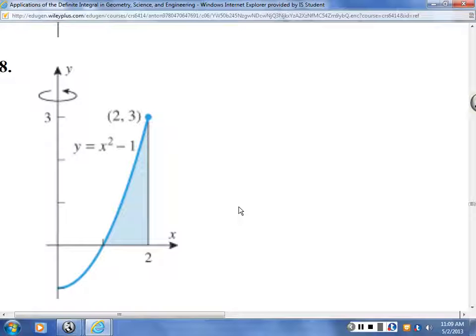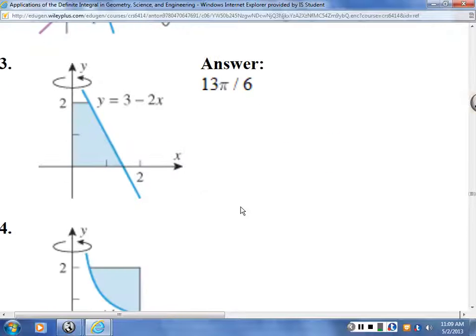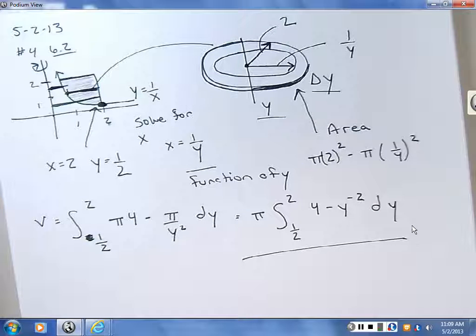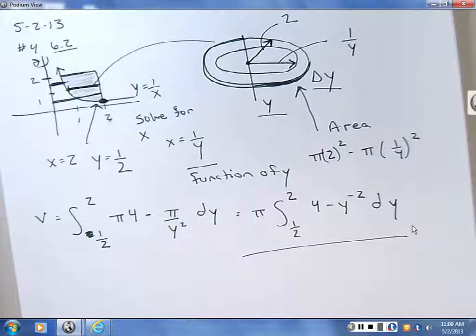That one's pretty straightforward. Was that the answer to the last one? Well, you would actually integrate it and plug in your upper bound and your lower bound. Okay, it wants a value. So integrate the 4 minus y to the negative 2 dy. That's elementary, right? I'm convinced you guys can do that.